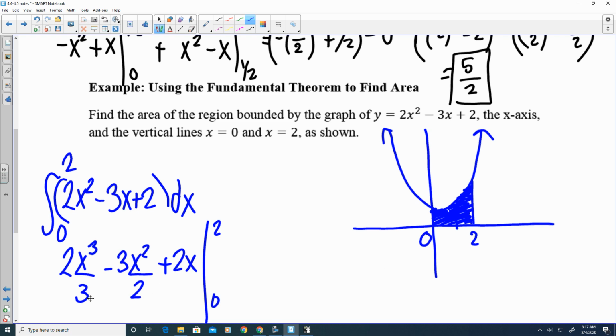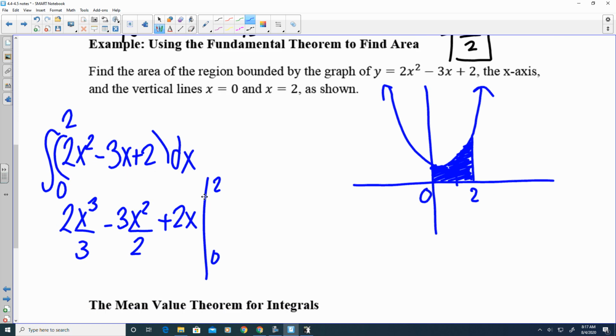In times like these where you see that every single term has an x in it and one of your bounds is 0, you really only have to plug in the other one. So here we're only plugging in the 2. When we do that, we get 10/3 is the area of that curve there.